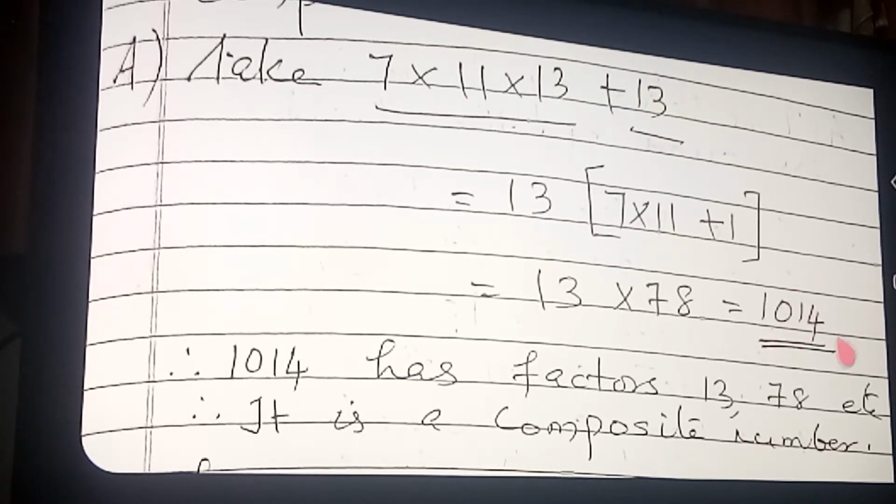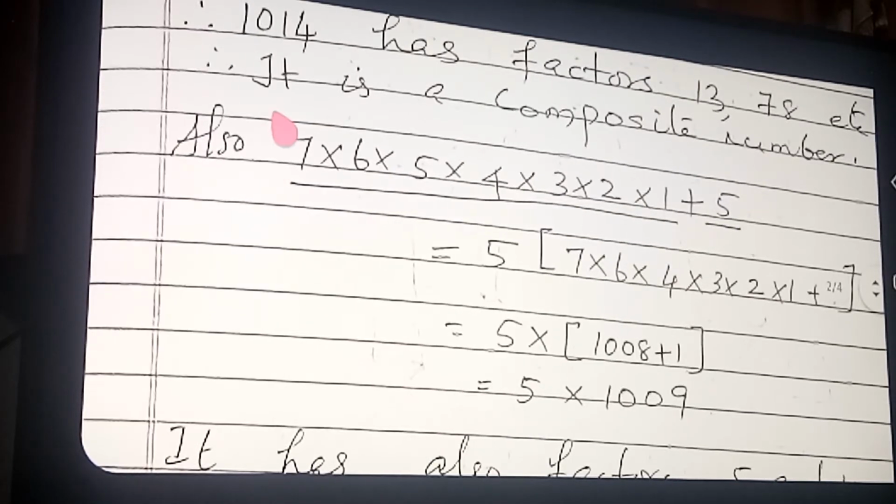If a number has only the same number and one as factors, then we can say it is prime. But it has factors 13, 78. Again for 78 you can find the factors 2, etc. Therefore it is a composite number. Next sum, we do the same method, it is very simple.